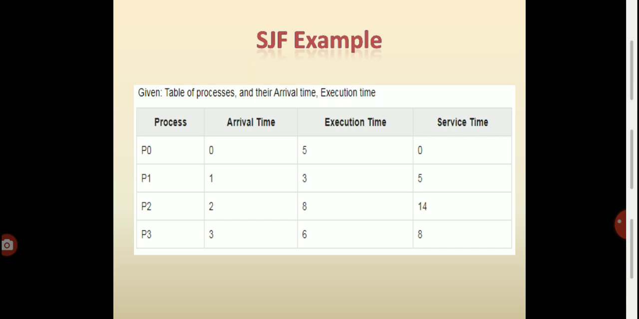After P1 is over, what about the next process? The next two execution times are 8 and 6, so which is minimum? 6. So P3 will be taken next. Here the service time is 8, because P0 and P1 will be executed, so 5 plus 3, it is 8. So 8 is the service time of P3. After P3, P2 will be executed. What is the service time? 5 plus 3 plus 6, it is 14. So the order of execution is P0, P1, P3 and P2, right?